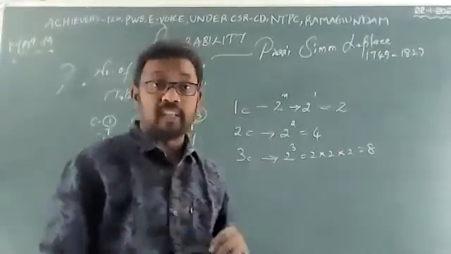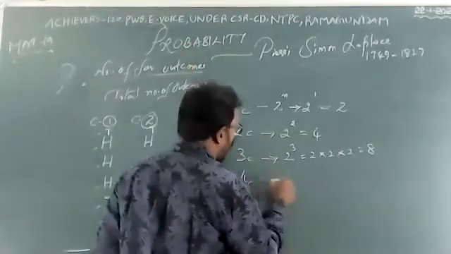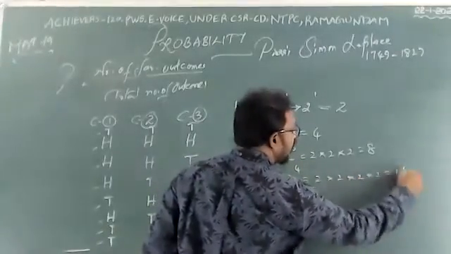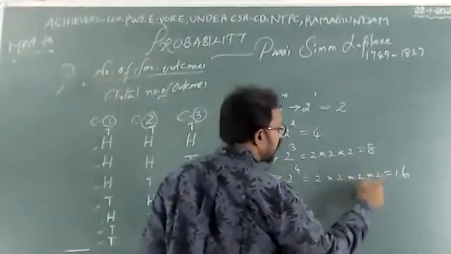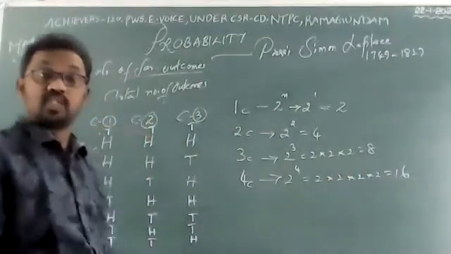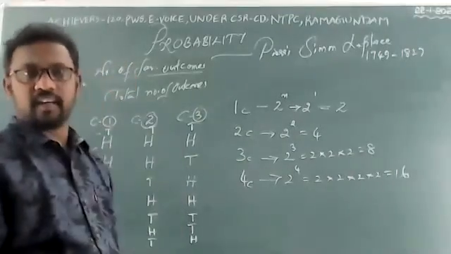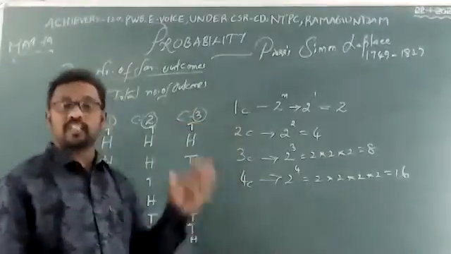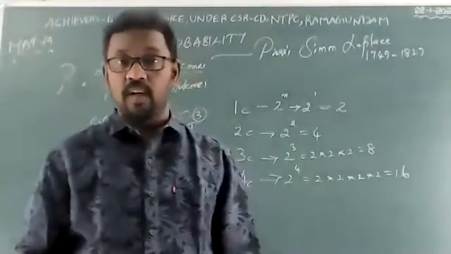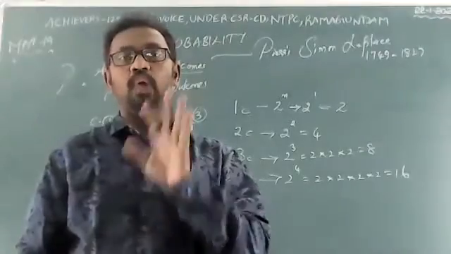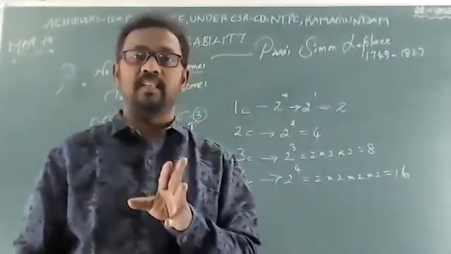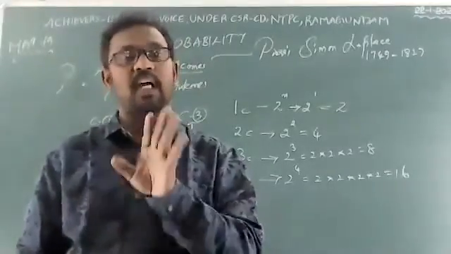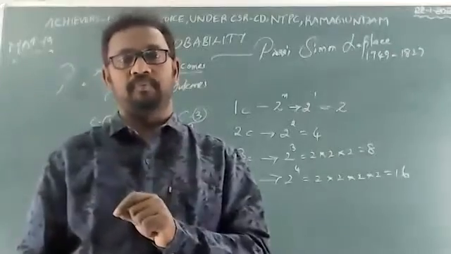If 4 coins are there, it is 2 power 4, that is 16. 2 twos are 4, 4 twos are 8, 8 twos are 16. So if 4 coins are there, you can see 16 chances. But mostly it is 2 coins, sometimes, very rarely, he will give 3 coins also.